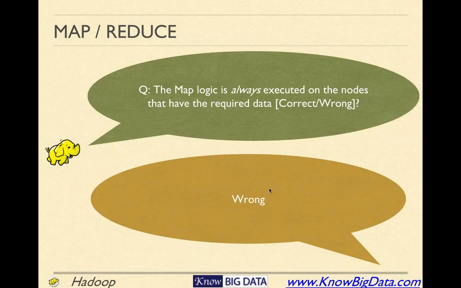Even though it's preferable to execute the map task near to the data, in case all three nodes on which the three replicas of the data exist are busy, that does not mean our map task will fail. It only means that our map task will be executed on some fourth node.